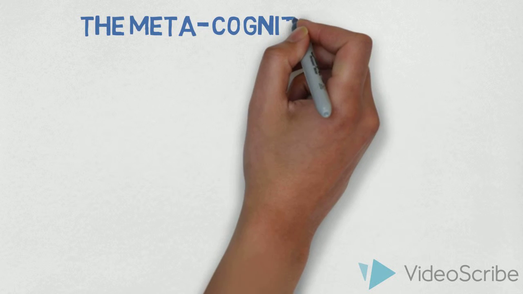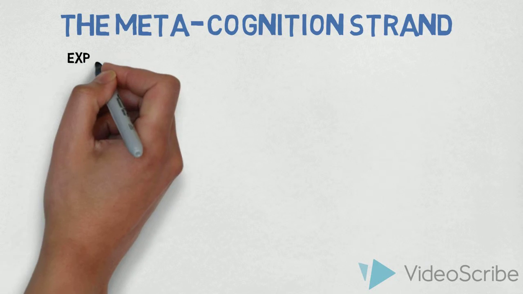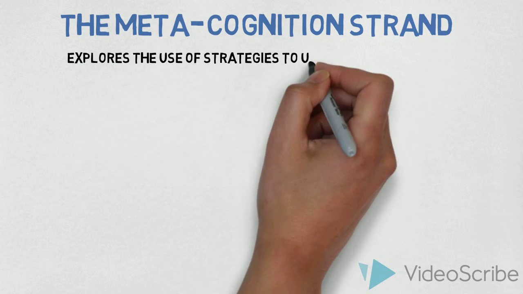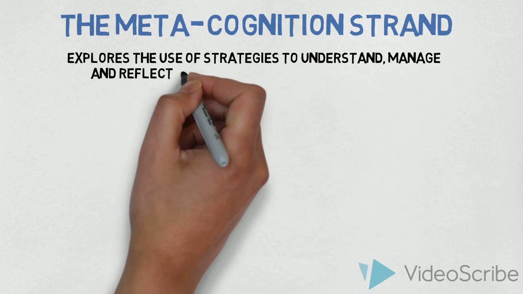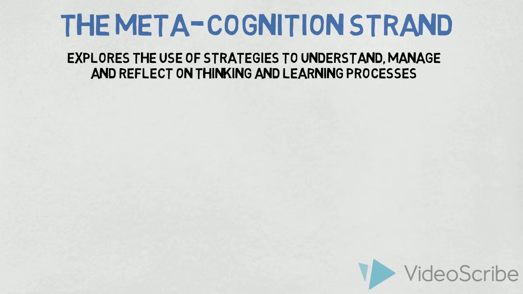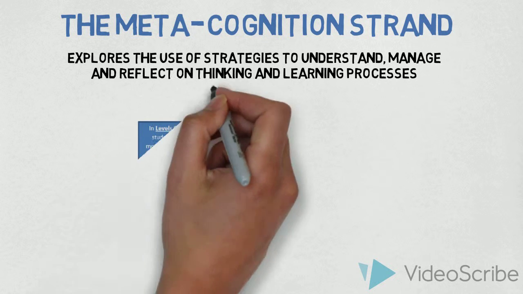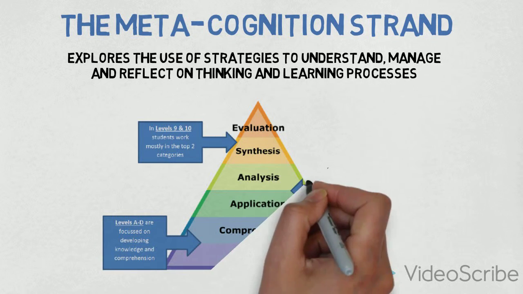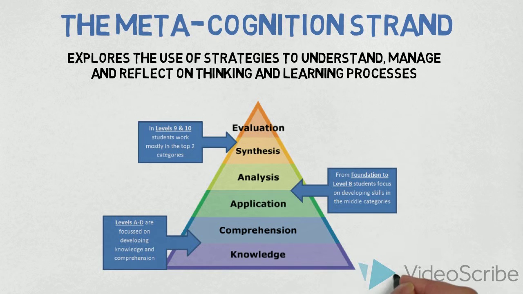The metacognition strand of the curriculum explores the use of strategies to understand, manage, and reflect on thinking and learning processes. This picture shows the relationship between the critical and creative thinking curriculum and Bloom's taxonomy. The curriculum starts by developing skills at the bottom of the triangle through levels A to D. As students progress through the curriculum, they move up the levels of thinking into the areas of synthesizing and evaluating.